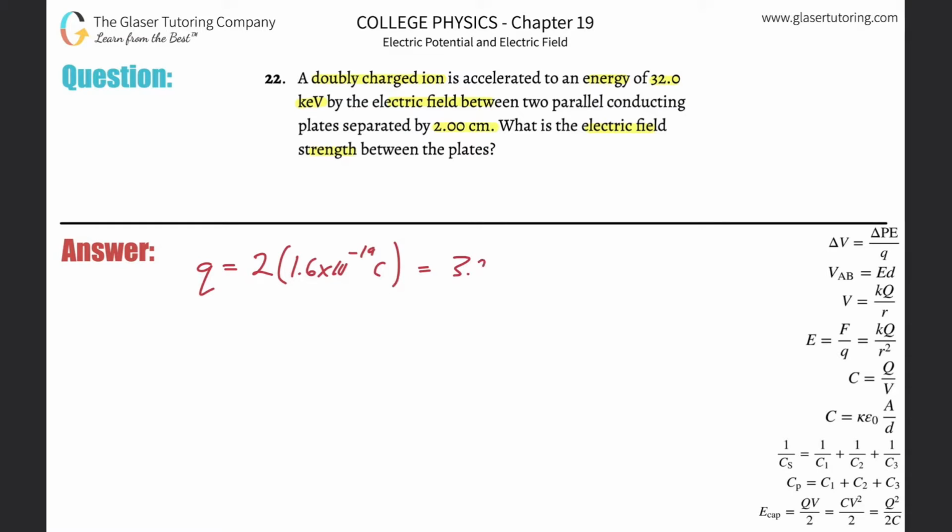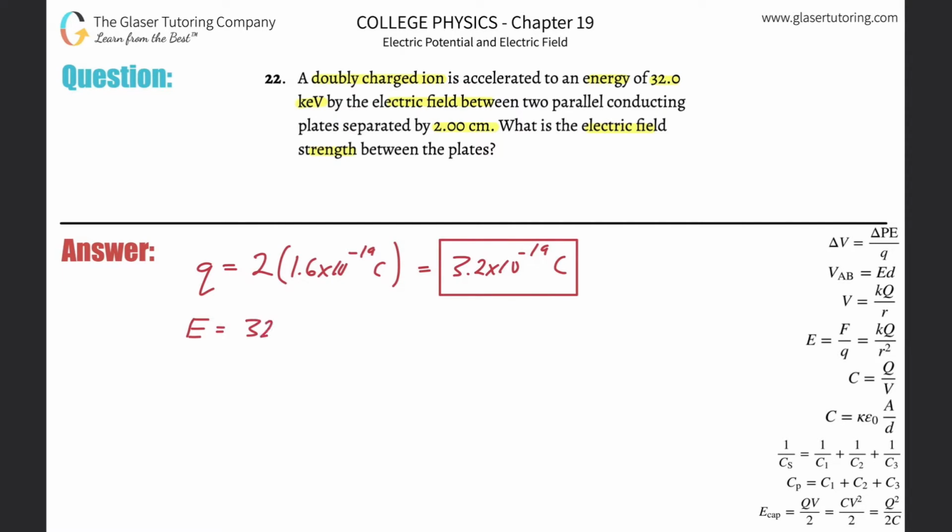So this comes out to 3.2 times 10 to the minus 19th coulombs. That's going to be the charge that we're working with. Whether it's positive or negative, it doesn't matter. The magnitude is what is important. Now it also tells us that the energy, I'll label it as E, was accelerated to an energy of 32 kilo electron volts.